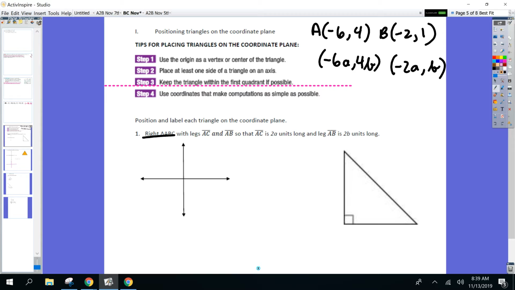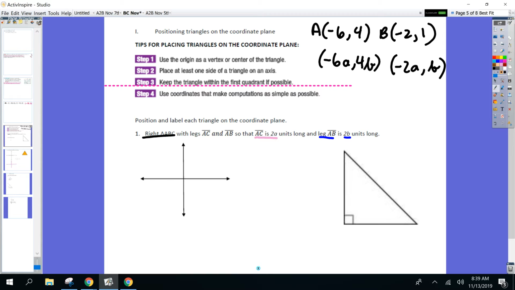Every right triangle has 2 legs. It's the 2 that are not the hypotenuse. Those 2 legs, one of them I'm going to call AC, and it's got to be a length of 2A. The other leg you're going to call AB, and it's got to have a length of 2B. Not a length of 3, not a length of 4, a length of 2A and 2B. So what I'm going to do with you first, before I put it on an actual graph, I just want to sketch what's going to happen here.